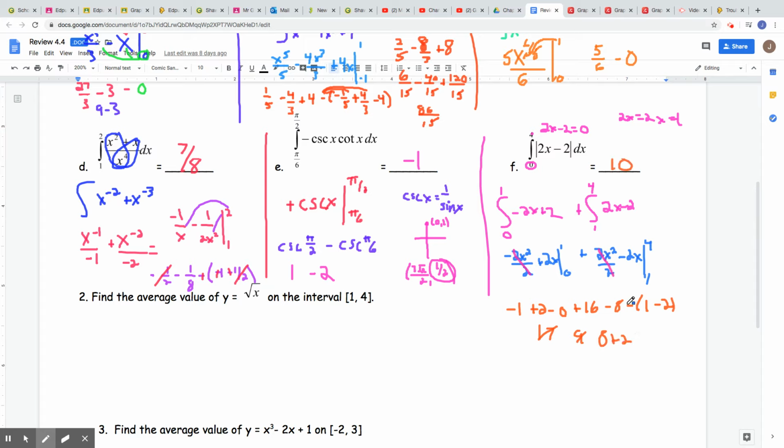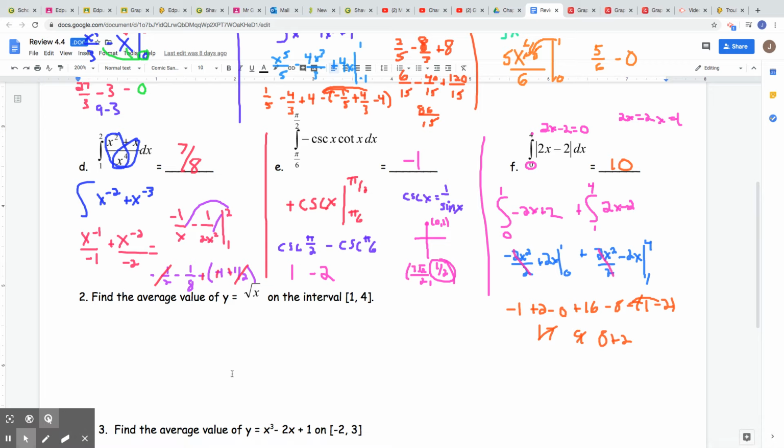So this went down there. I make sure I distribute the negative. That's why it was negative 1 plus 2. Just add all those together. The positives were 2 and 16, which was 18. 18 plus 2, which was 10. Minus 8, which is 12. Minus 1, which is 11. Minus another 1, 10. And 10 is your answer.